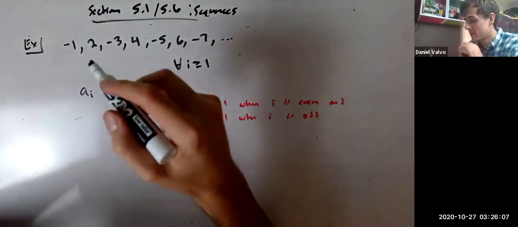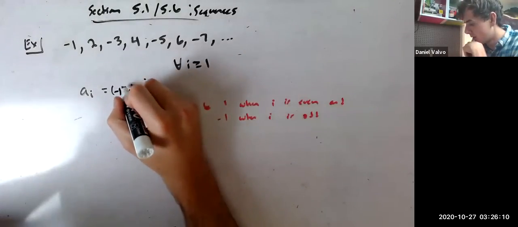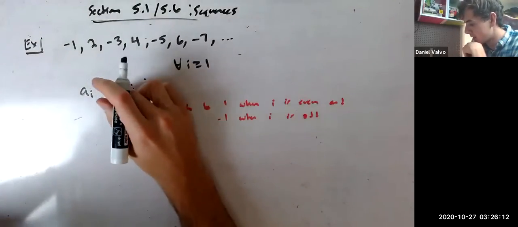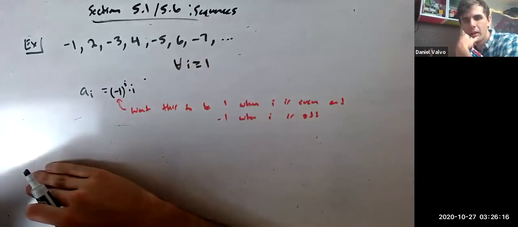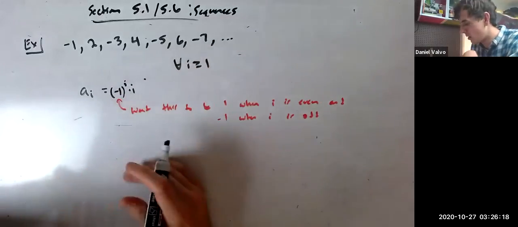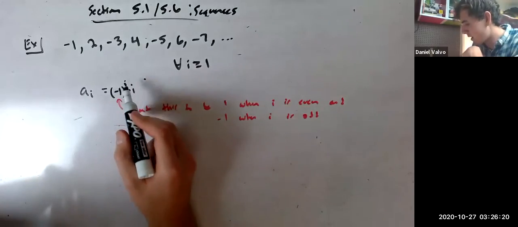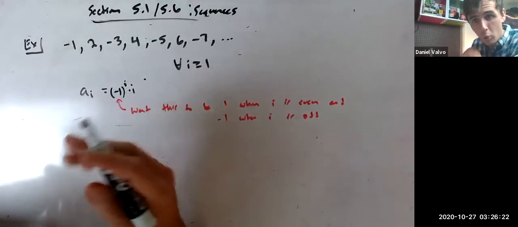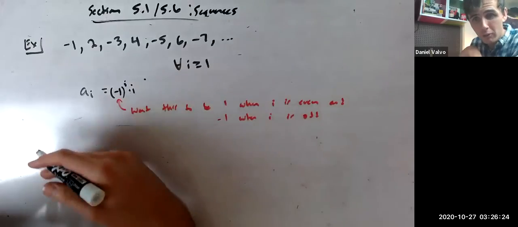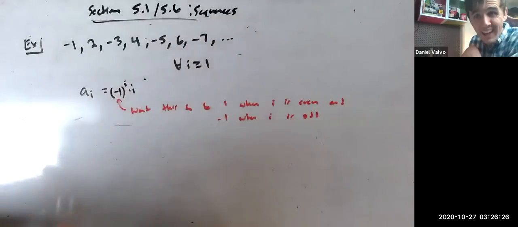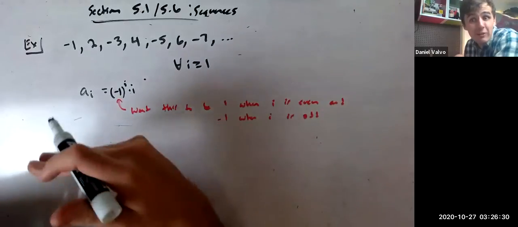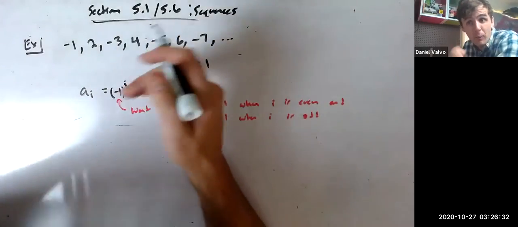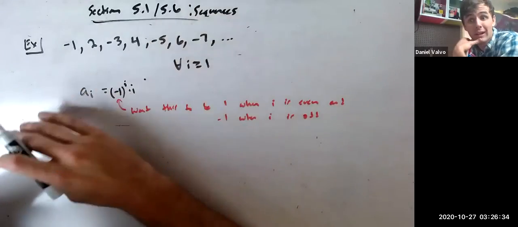Why not -1 raised to the i? Because then notice, -1 raised to the i when i is even, -1 squared, for example, is 1. -1 to the 4th is 1. -1 to the 6th is 1. -1 raised to an even is 1. And conversely, -1 raised to an odd is -1. This is a fact about -1.